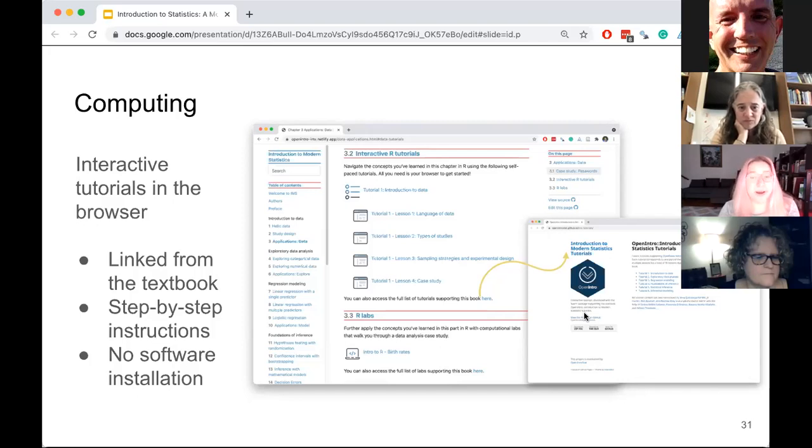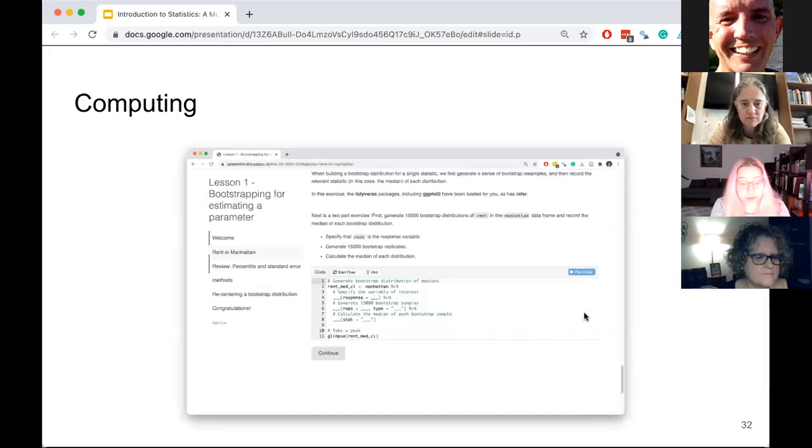Much of what we talked about, multivariate relationships, visualizing them, summarizing them, modeling them, ultimately takes some sort of software to be in use. And the software that's highlighted in the book, but when I say highlighted, I don't mean in the text of the book, but made available at the end of each of the parts of the book, is R. So we have interactive tutorials that your students can run in the browser. These are linked from the textbook from each of the parts. The book is separated into parts, and they come with step-by-step instructions and require no software installation.